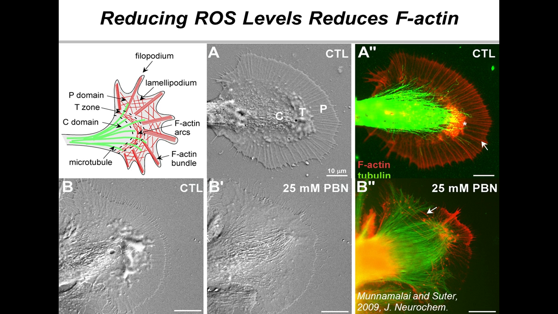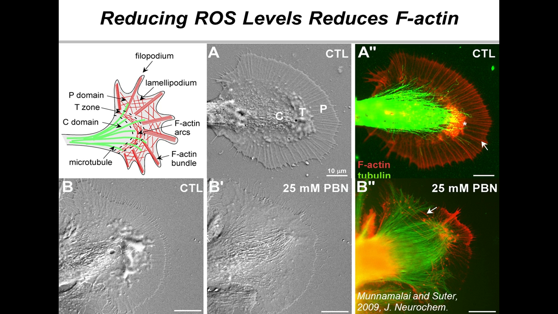So here I show you evidence that reducing ROS levels reduces F-actin. The top panel shows on the left again a growth cone schematic. We already have seen that. And then 2 images of a control growth cone under normal conditions, DIC in the middle and F-actin and microtubule stain in red and green respectively on the right side. On the lower panel, this growth cone has been treated with an antioxidant called PBN. So this is not an inhibitor, so we have to use millimolar concentrations to significantly reduce ROS levels in these growth cones.